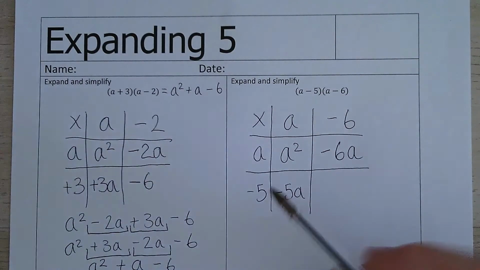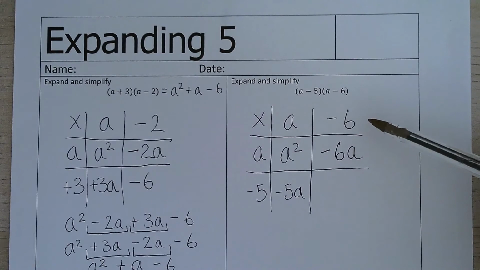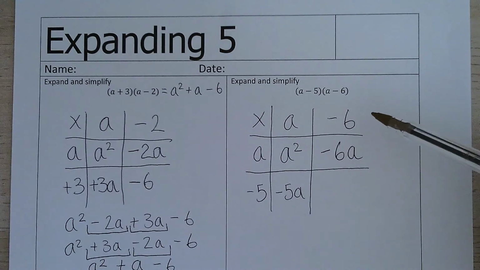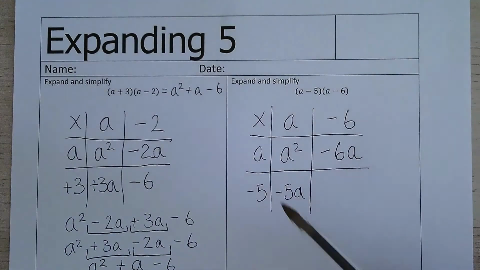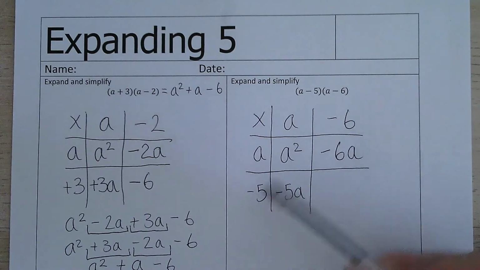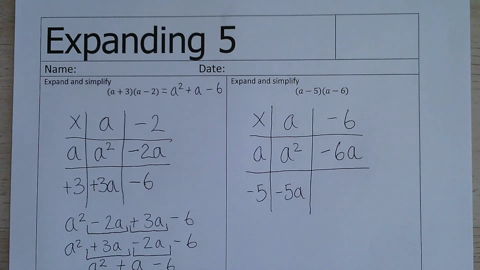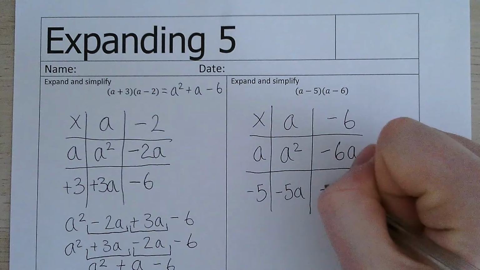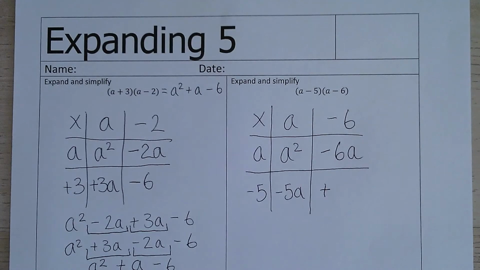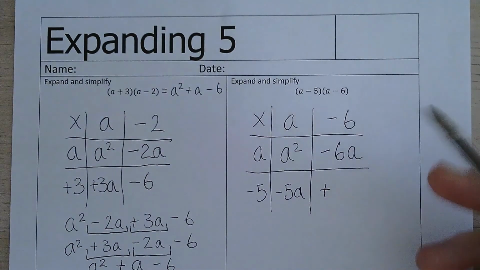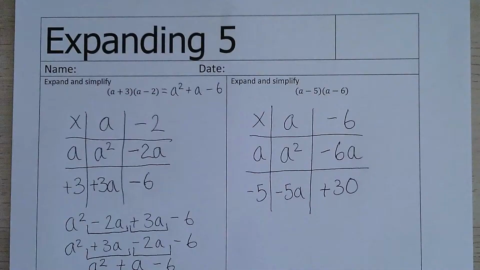And finally, minus 5 times minus 6. Again, we look to see how many negative signs are in the question. There's 2 negative signs here. Those 2 negative signs, when written next to each other, become a positive sign. So minus 5 times minus 6 will give us a positive value. Now we just multiply the numbers together. So 5 times 6 is 30. So minus 5 times minus 6 is positive 30.